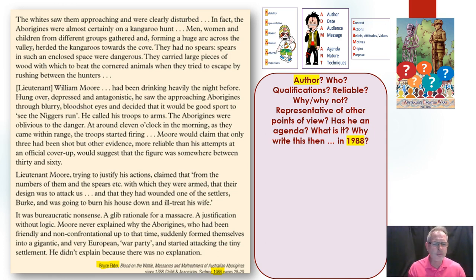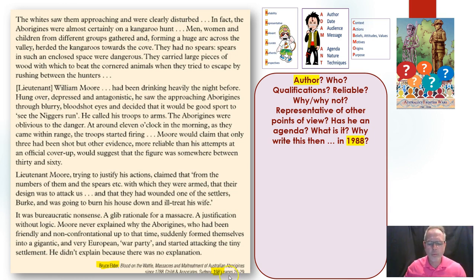Is he representative of the wider view of what happened at Risdon Cove? Has he a particular agenda he's driving? Is it about making money when he wrote this? Is it to uncover the truth? Is he a social justice warrior? Is he a person who's involved in a legal fraternity, perhaps wanting to defend land ownership claims? What's his agenda, if there is one? Why has he written this?